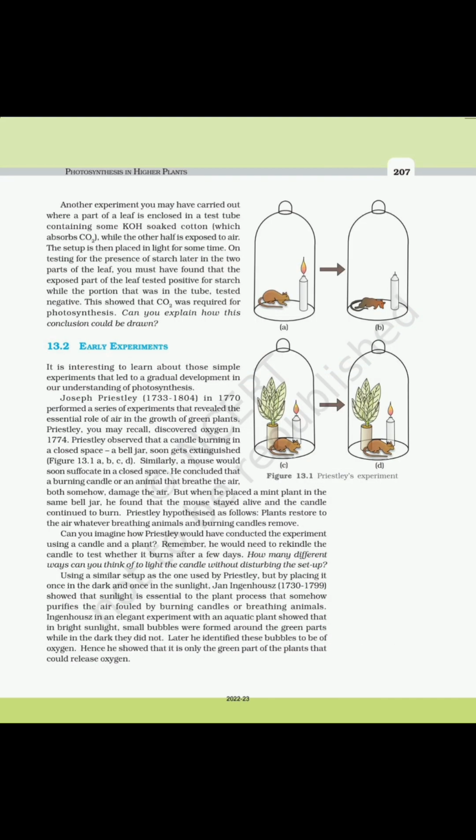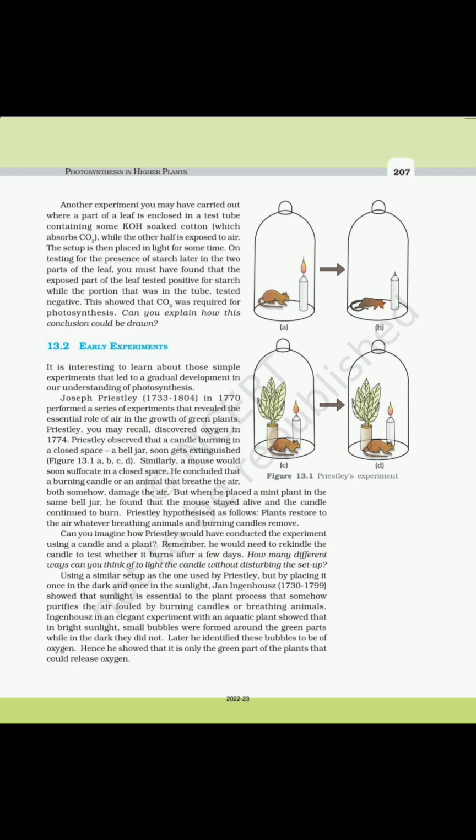Another experiment you may have carried out is the half-leaf experiment, where a part of a leaf is enclosed in a test tube containing some KOH-soaked cotton which absorbs CO2, while the other half is exposed to air. The setup is then placed in light for some time. On testing for starch later in the two halves of the leaf, you must have found that the exposed part of the leaf tested positive for starch, while the portion that was in the tube tested negative. This showed that CO2 was required for photosynthesis. Can you explain how this conclusion could be drawn?